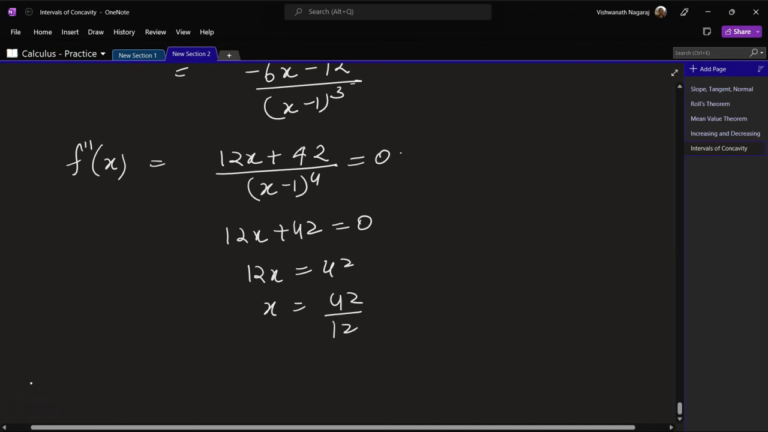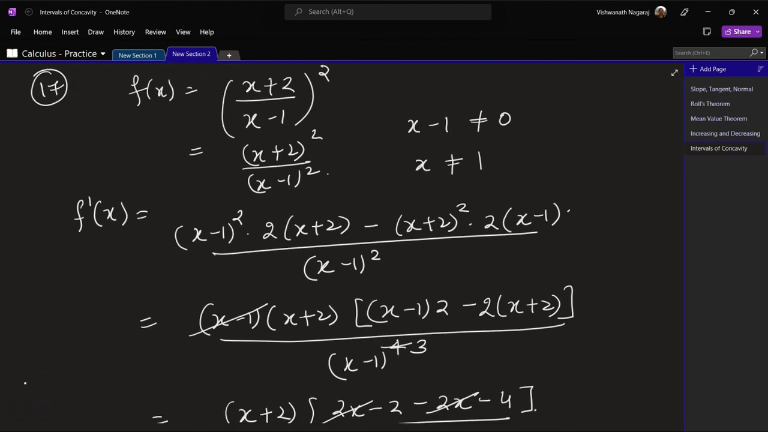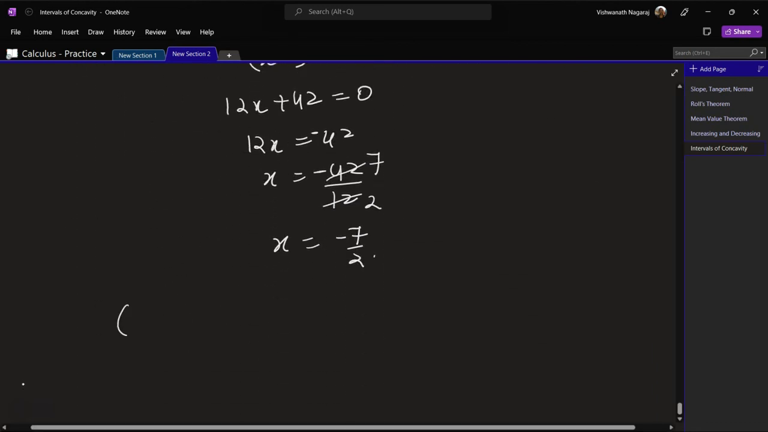So that would give us 6 twos. By the way, this will be minus, and 6 7. So x would be equal to -7 by 2. So here one of the points was 1, and now we have another one. So our intervals are going to be minus infinity to -7 by 2, -7 by 2 to 1, and then from 1 to infinity.